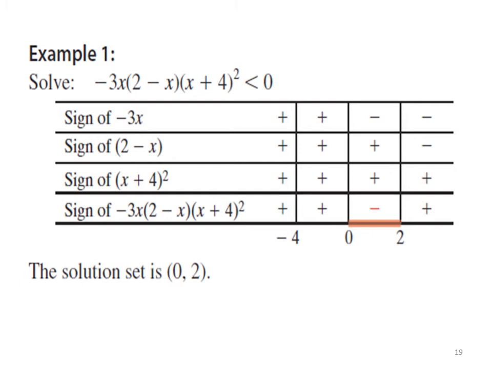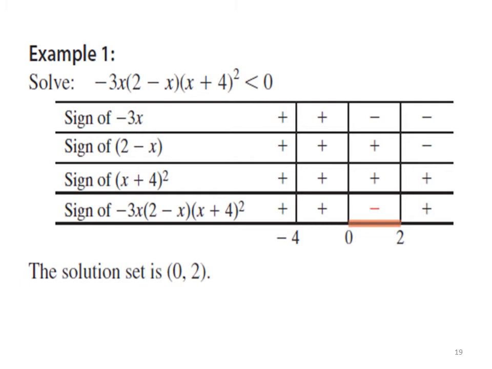We want to write each term in the inequality and see the sign in each interval, and check the sign for the product. We want to find x where the product of those terms is negative, less than 0. That will be our solution set. If I start with the first term, minus 3x, it will be 0 at 0, but for negative values of x, it will be positive. For the intervals minus infinity to minus 4 and minus 4 to 0, this term will be positive. For any value greater than 0, minus 3x will be negative.